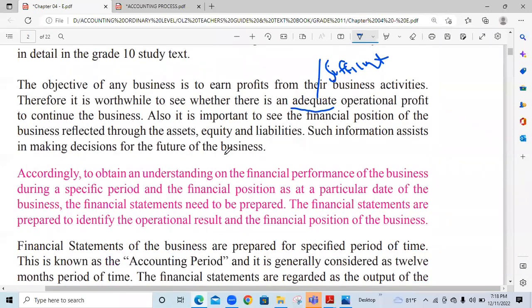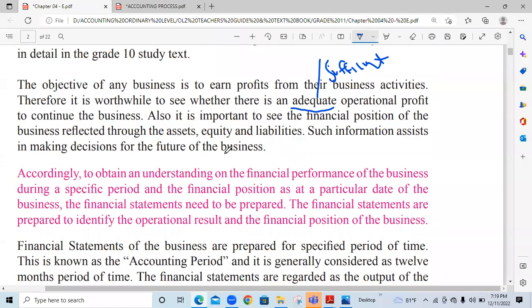Also, it is important to see the financial position of the business reflected through asset, equity and liability. Guys, not only is the business interested in the profits, the shareholders, the stakeholders, the users, they want to know, okay, what is the worth of assets in this business? How much liable are they to others? How much loans has this business taken? Too much loans is not good. So they want to identify what is the asset worth of this business, and how much liability they have.